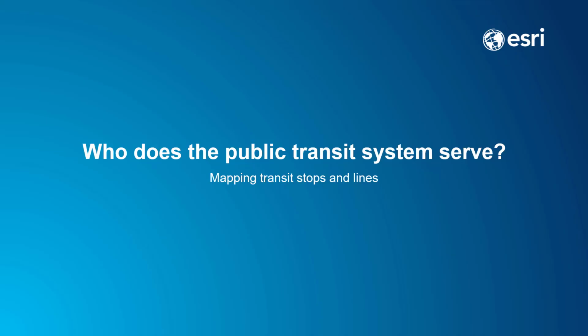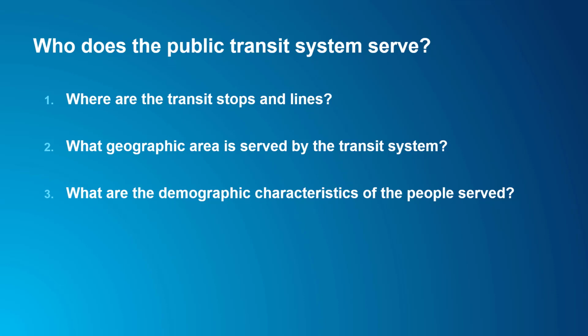The first major public transit analysis question we want to answer is, who does the public transit system serve? A typical fixed route transit system serves only the people and areas within a short distance of transit stops. To answer the question, who does the public transit system serve, we need to answer some sub-questions.